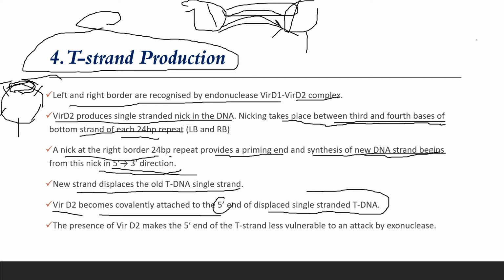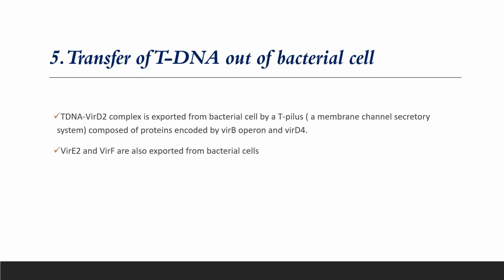All right. And the presence of VirD2 makes the 5 end of the T strand less vulnerable to attack by exonuclease. So it sort of provides protection to the new strand or the T strand. Being present at the 5 end, it also protects the T strand from being attacked by any sort of exonuclease.